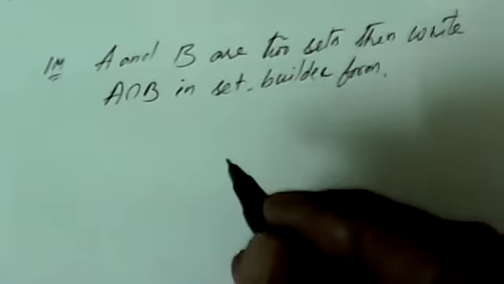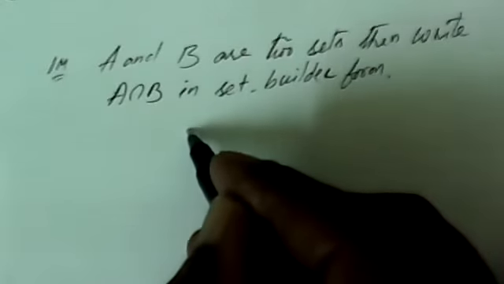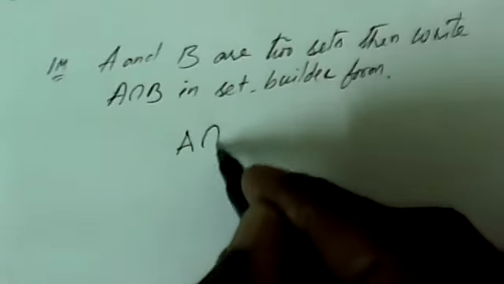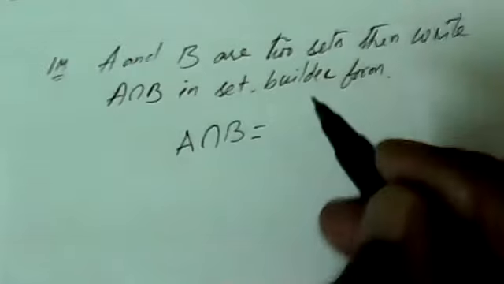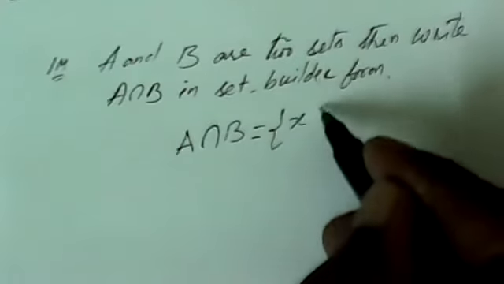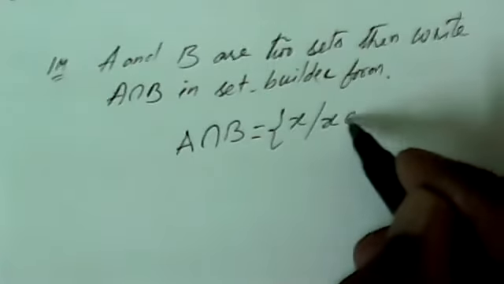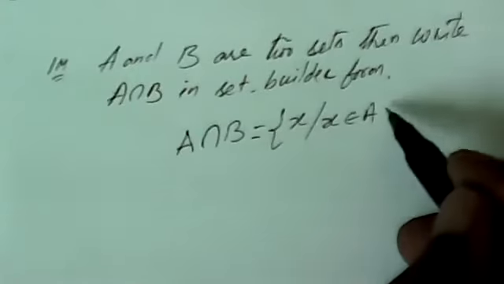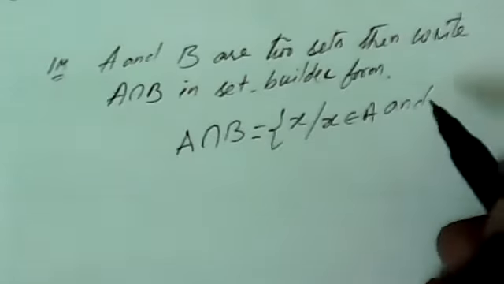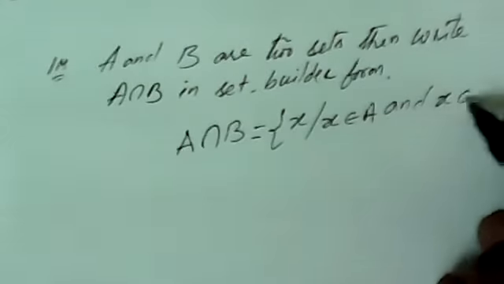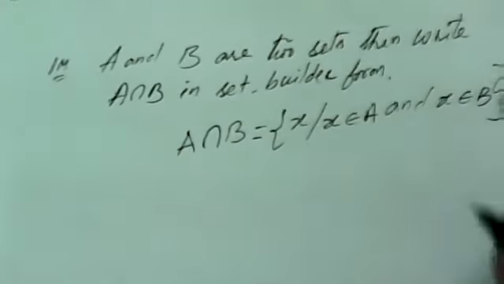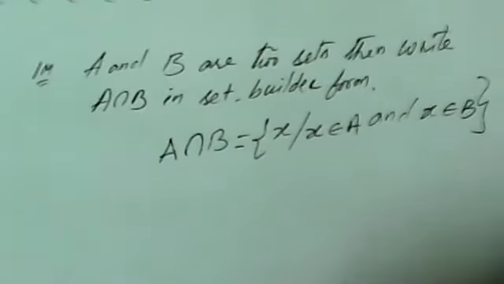A and B are two sets. Then write A intersection B in set builder form. We have already learned this definition and we know how to write it in set builder form. A intersection B is equal to the set of elements x such that x belongs to A, and, intersection means and, common element, x belongs to B. So this is your answer.